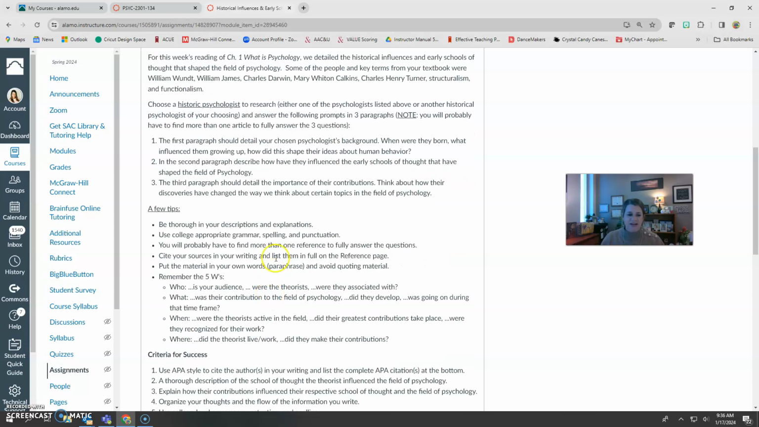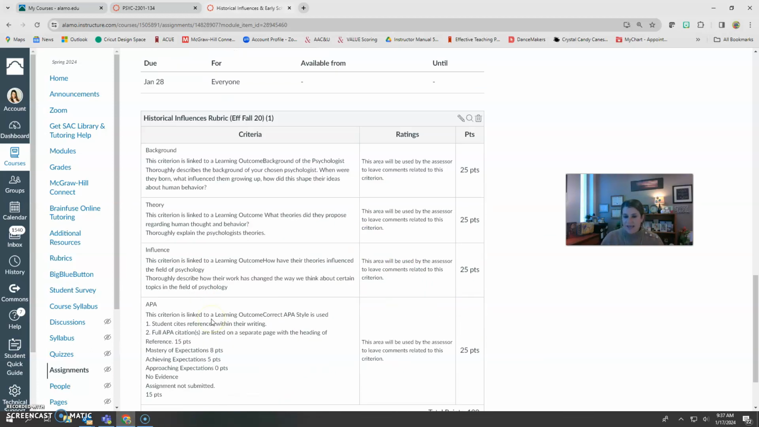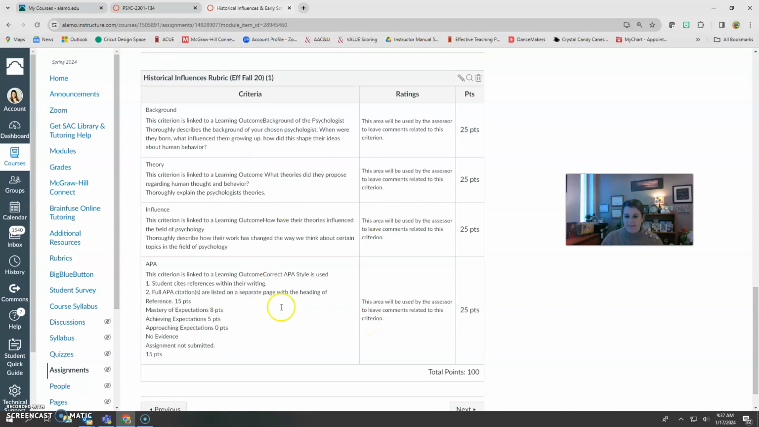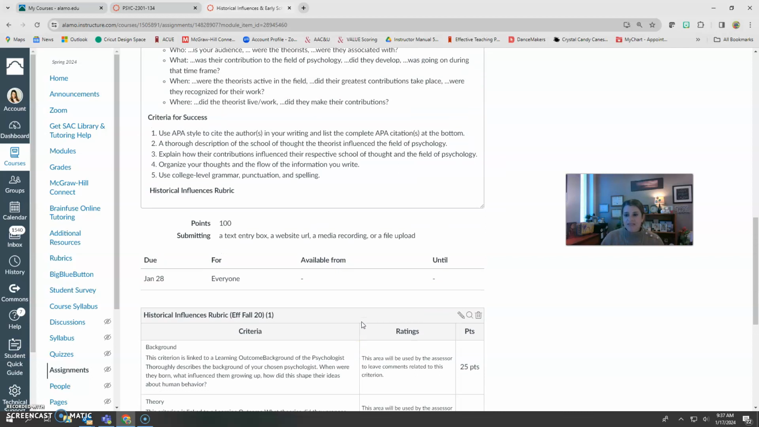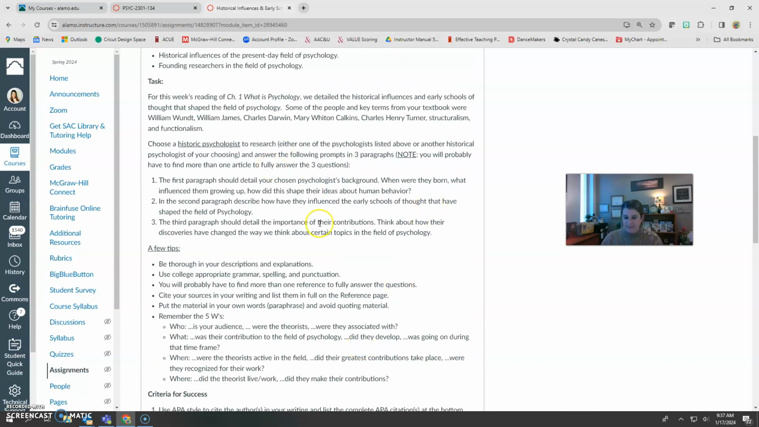When you're writing your 3 paragraphs, just a few tips. You're a college student, so I expect college level grammar, spelling, punctuation, and all of that. Just make sure that you're writing at college level for your 3 paragraphs. Down below, you can find the grading rubric, which shows how I am grading this overall. Good luck on your structuralism, functionalism question, the writing of this assignment, and then your quiz. Those 3 assignments for this week are due on Sunday.